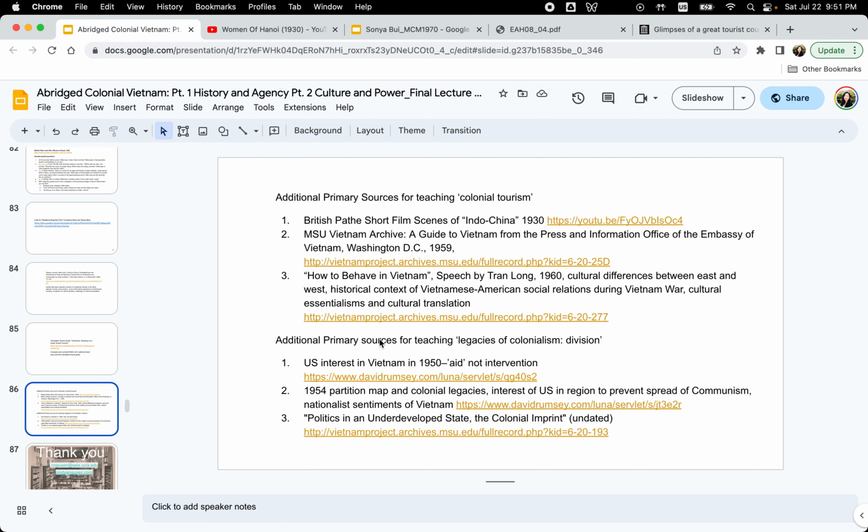And then if you are more interested in thinking about legacies of colonialism and division, what's interesting here are lots of maps. By the 1950s, the visual representations of Vietnam show that the U.S. is interested in Vietnam as aid but not intervention. Even by '54, the U.S. is interested in preventing the spread of communism, and there are national sentiments of Vietnam, so you can see it in these maps. And there's also this other colonial, post-colonial U.S. resource that is described here to think about the colonial legacies.